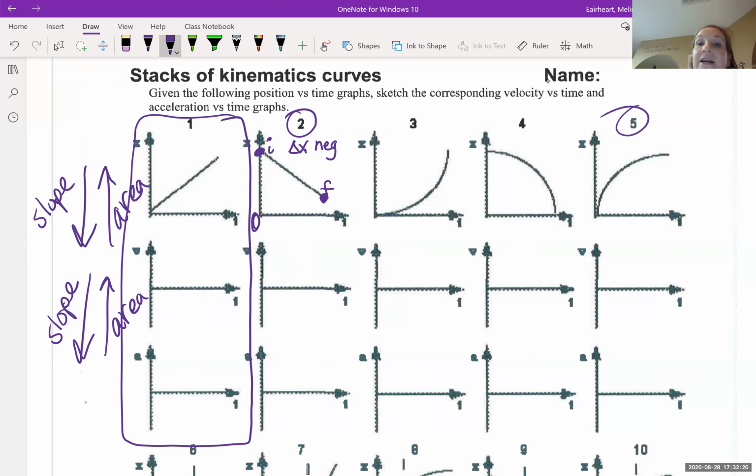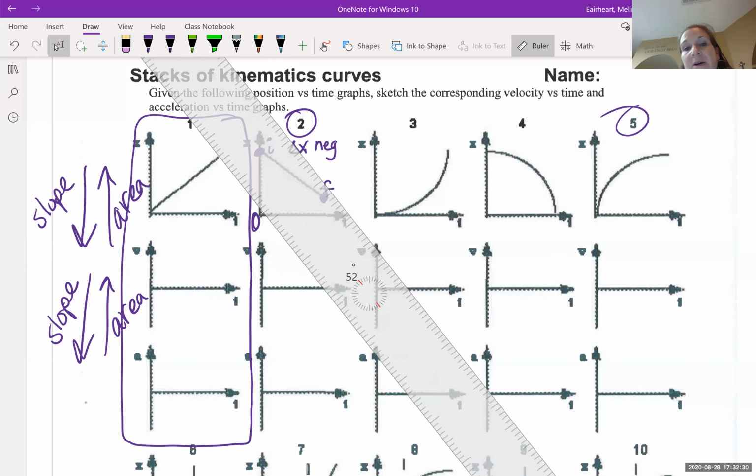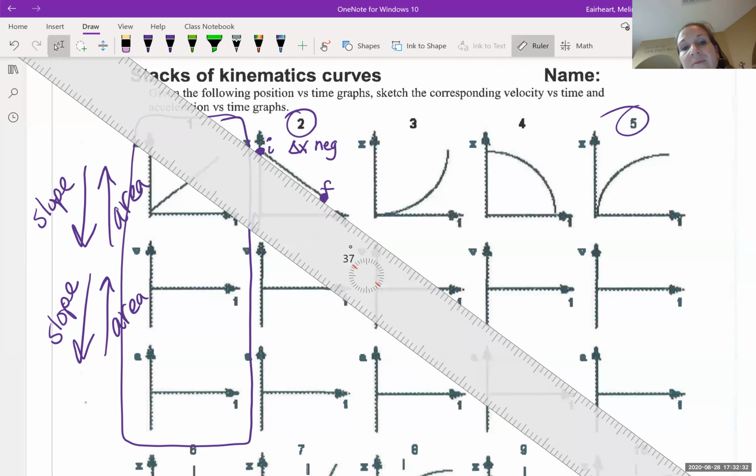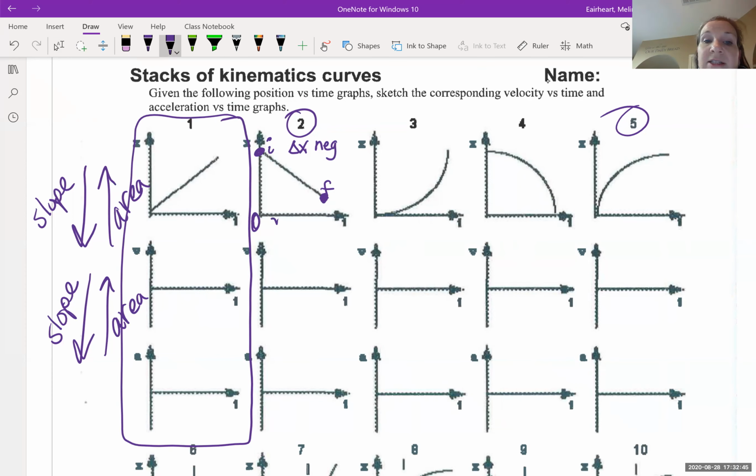Well, remember, to go down to a velocity graph, you have to take the slope. And so here's where I would challenge you. Get a ruler. If you can see this ruler, I've got a ruler laying on that diagonal line. It's straight, it's constant. And so if you have a constant slope, then so is your velocity.